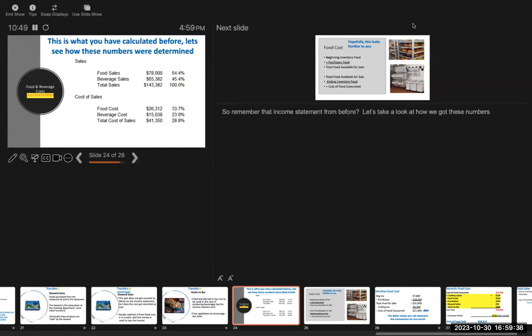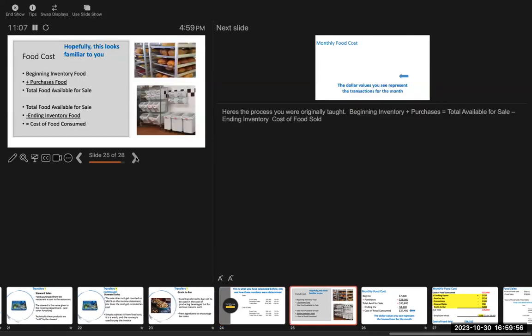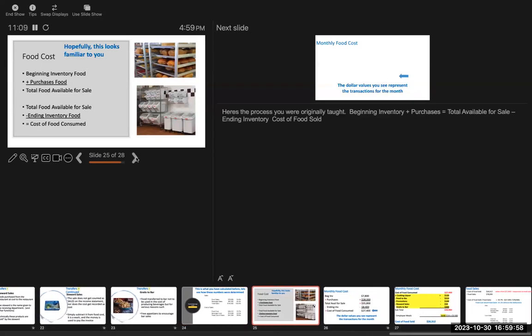So this should look familiar. We've talked about it the last 2 classes plus today. We've talked about it for the first half of the semester. This is the top part of the income statement. Hopefully by now you've memorized this formula.